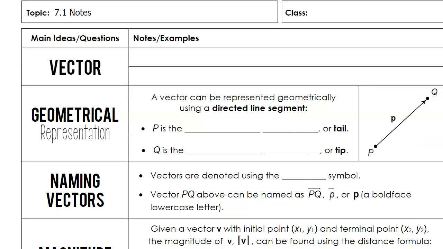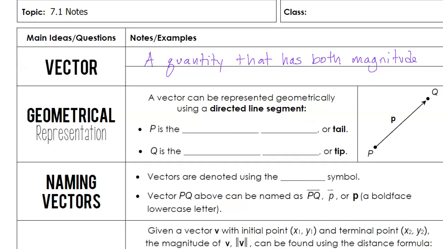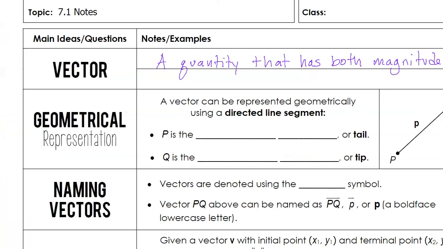So what a vector is, is a quantity that has both magnitude, which magnitude is just a fancy word for size. So it has a size.